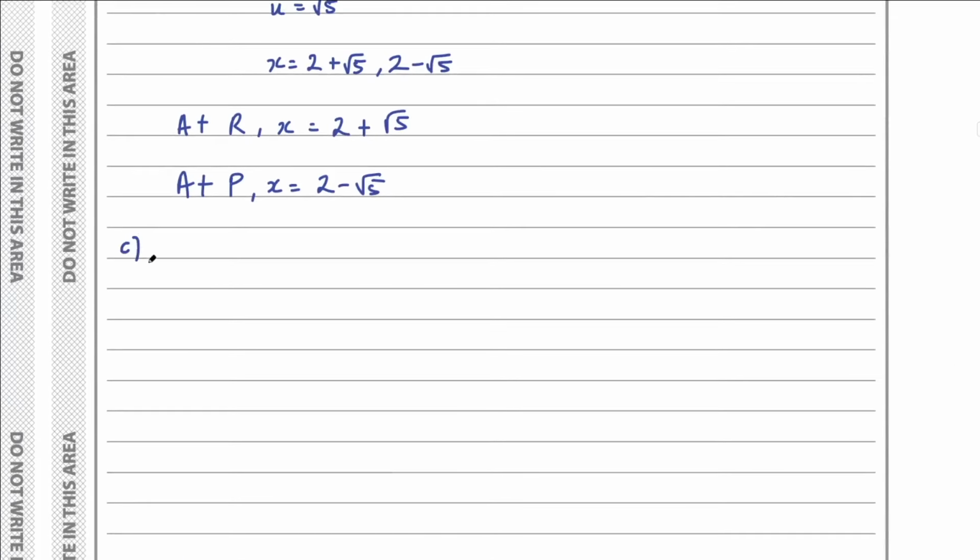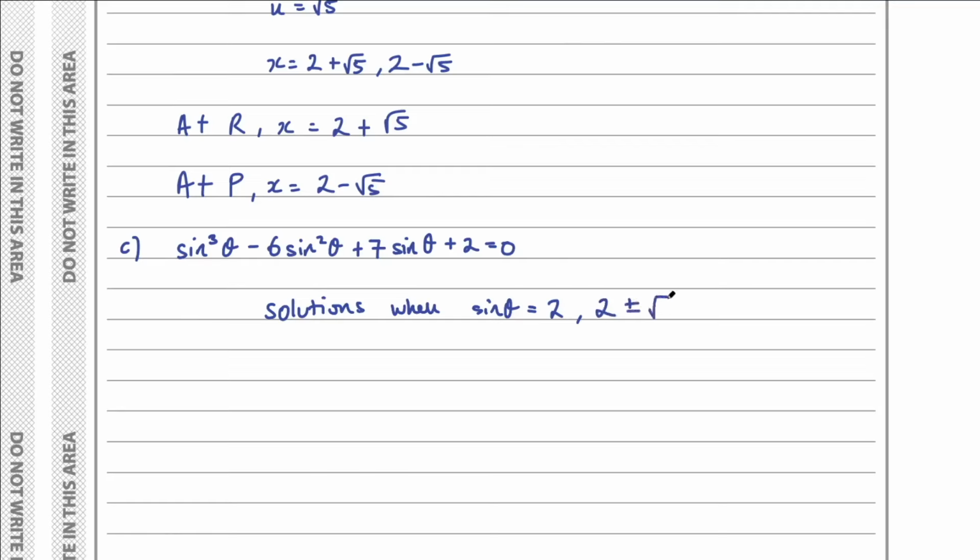So let's firstly write down that function. And we know the solutions to this already based on parts A and B. So the solutions will be when sine theta equals 2 and these two as well, so 2 plus or minus root 5. And we could just make a note that's from parts A and B.